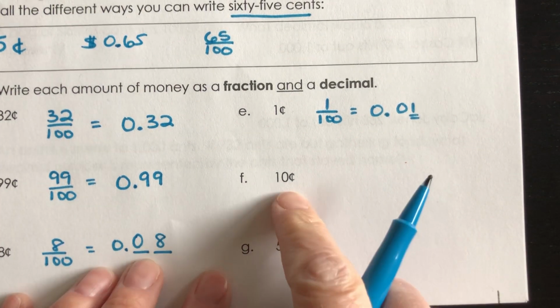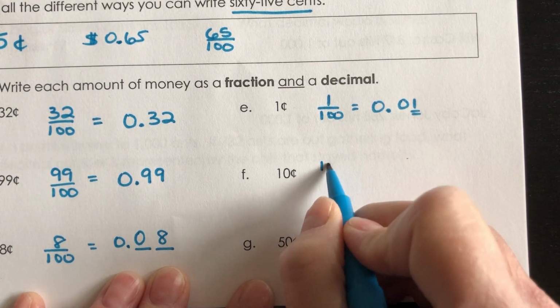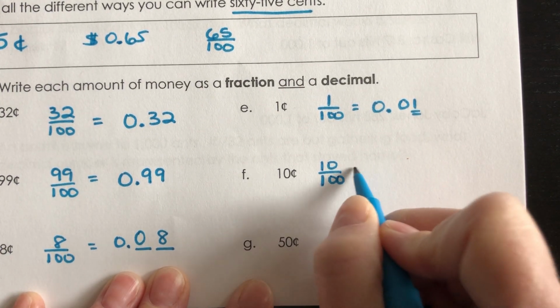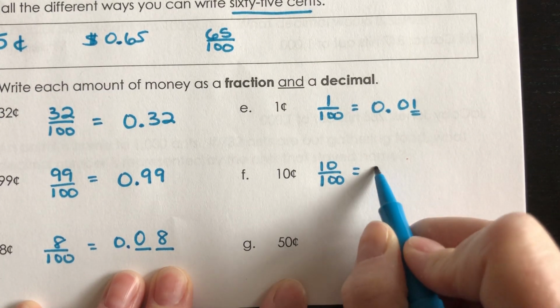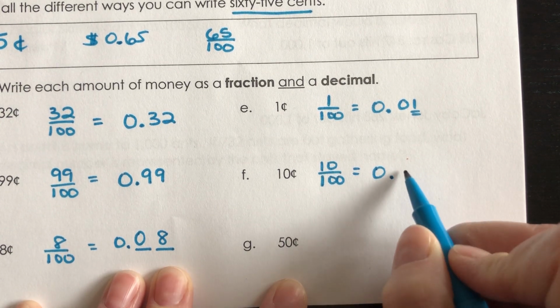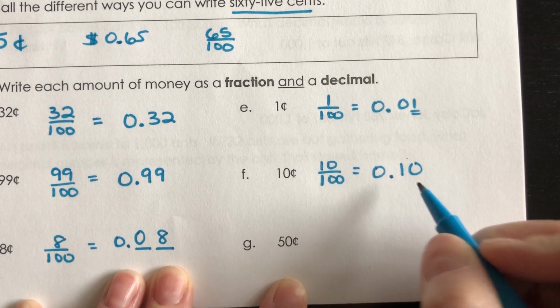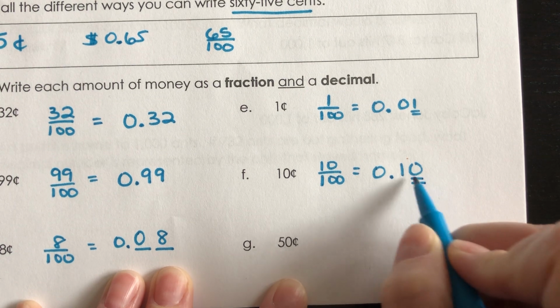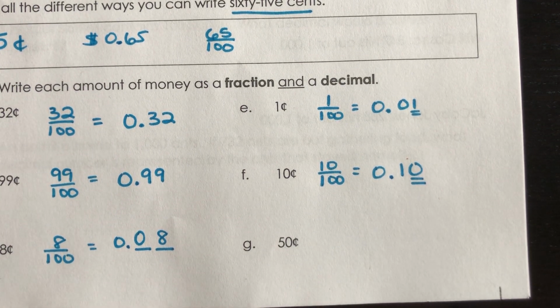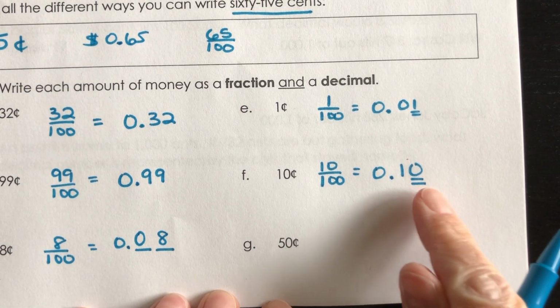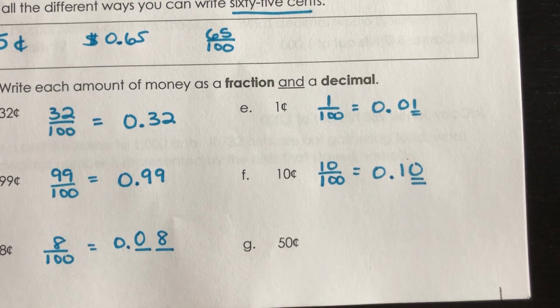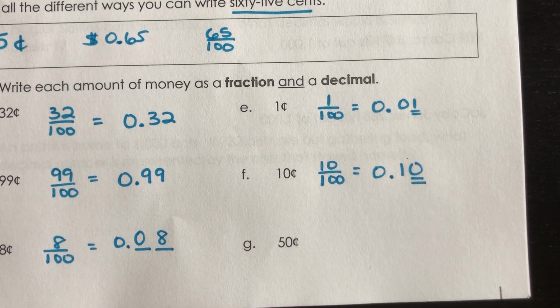All right, if you have 10 cents, that means you have 10 out of 100. And I have 0 ones, and I would have 10 hundredths. So I put my final digit in the hundredths place. We're gonna end up talking a lot about this eventually. There's another way you could write that, but for now, this is perfectly fine.